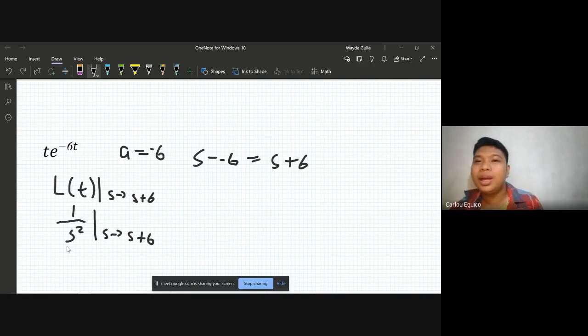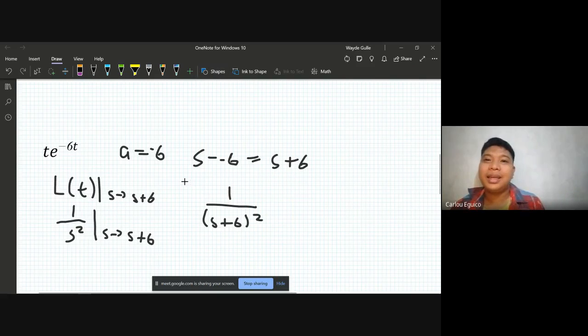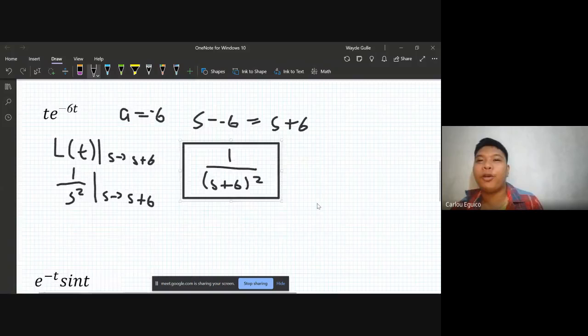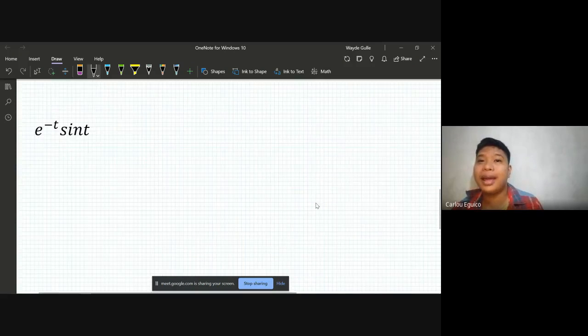Next, what we have to do is substitute the value of s. So 1 over s plus 6 squared. So that is our solution for t e raised to negative 6t for our translation on the s-axis. You can further simplify that, but the answer 1 over s plus 6 squared is acceptable. Next, let's proceed to our second example.